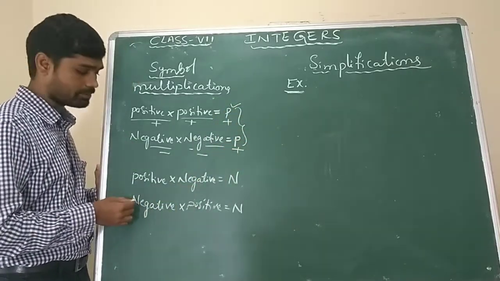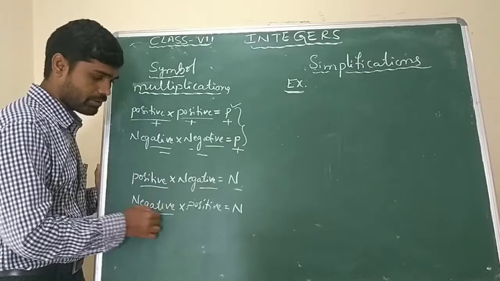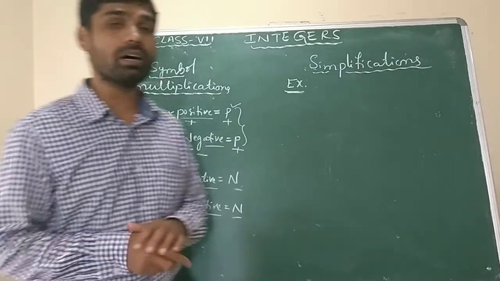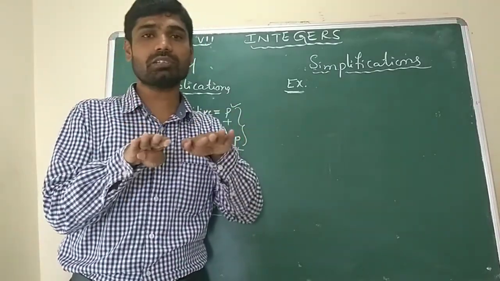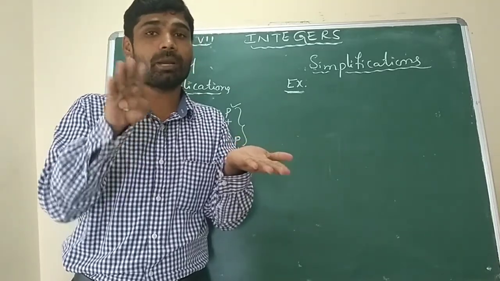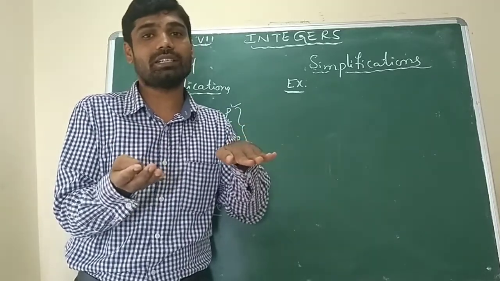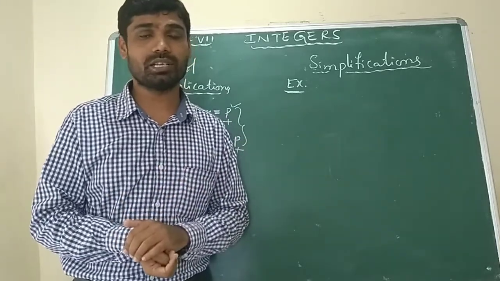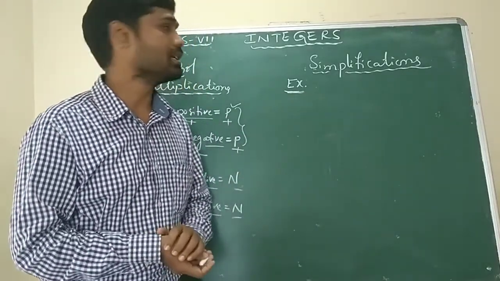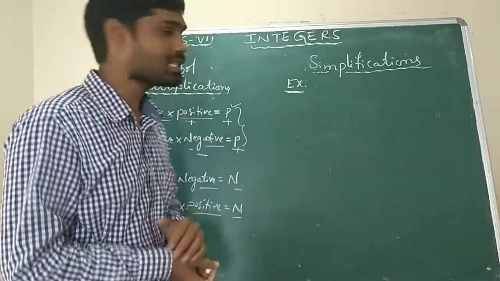Next, a positive into negative, answer is negative, and negative into positive, answer is negative. What is the simple thing to remember? When both are positive, the result is also positive. When both are negative, the result is also positive. But when one is positive and the other is negative, then we get the answer as a negative integer. If you remember these two things, then we can solve all the simplifications very easily. Let us observe, by taking one example, how we can apply these integer rules.